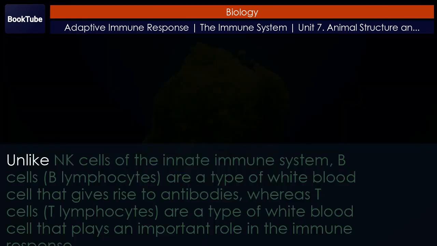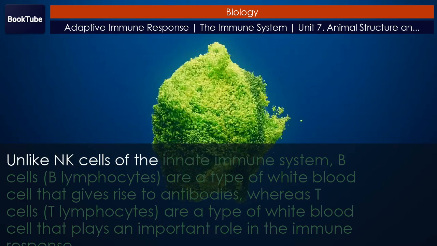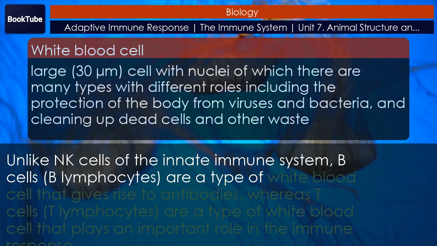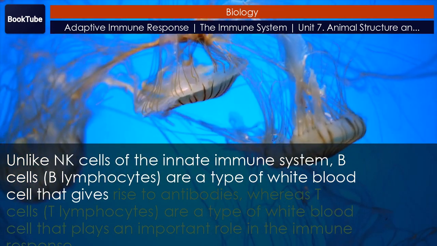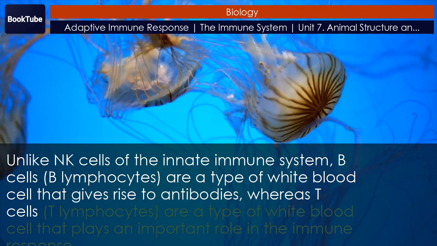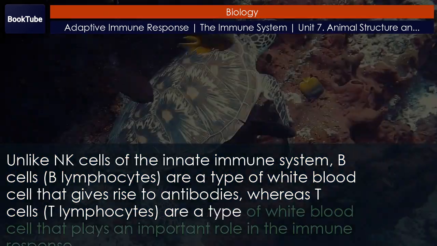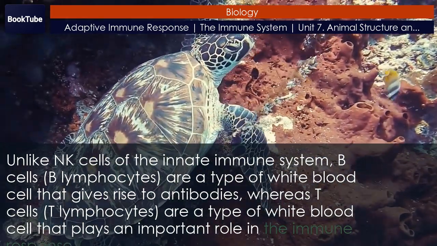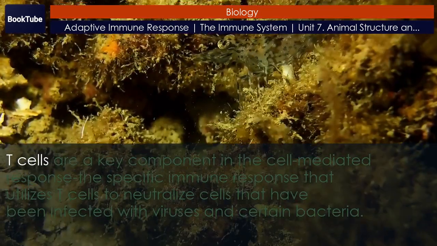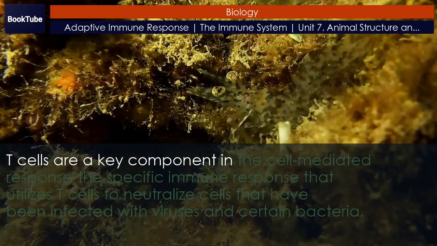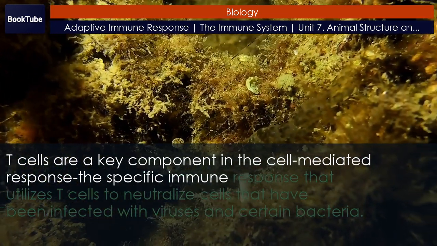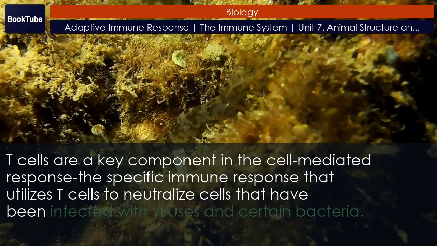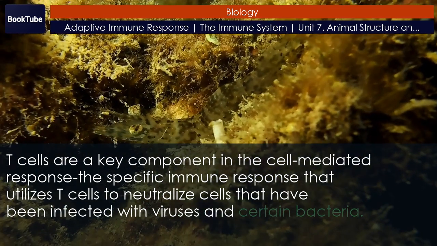Antigen-presenting cells. Unlike NK cells of the innate immune system, B cells, or B lymphocytes, are a type of white blood cell that gives rise to antibodies, whereas T cells, or T lymphocytes, are a type of white blood cell that plays an important role in the immune response. T cells are a key component in the cell-mediated response, the specific immune response that utilizes T cells to neutralize cells that have been infected with viruses and certain bacteria.